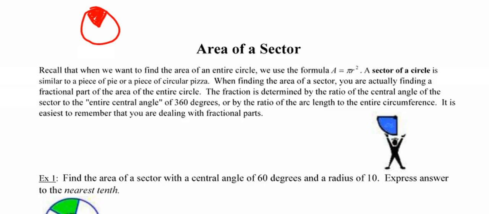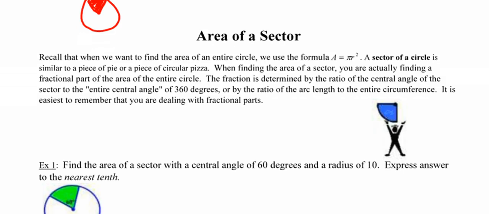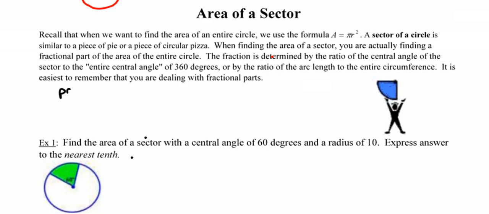Remember that when you're finding the area of a whole circle, we use the formula area is equal to pi times r squared. Since a sector of a circle is part of the whole area, we're actually finding a fractional part of the area of the entire circle, and therefore we use ratios. Now, there's three ratios that we're going to be using as we work through these types of problems. All of these ratios are going to compare a part to a whole. And we're going to set up two of these ratios and set them equal to each other such that they'll form a proportion.